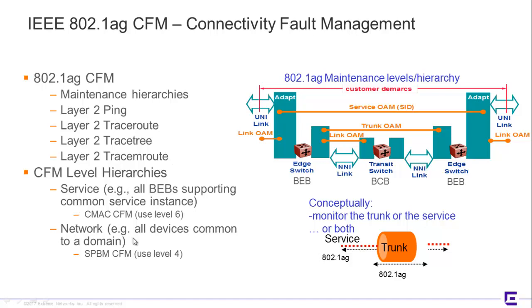Again, there is the concept of these CFM level hierarchies. We use level 6 at the CFM CMAC level. We're not going to use that. We do not have it enabled in this lab. So everything we do is going to be SPBM CFM using level 4, which again will stick within the constructs of this diagram that I've shown. Now conceptually, we're talking about monitoring the link and the service in this construct, and you'll see that as we move forward.